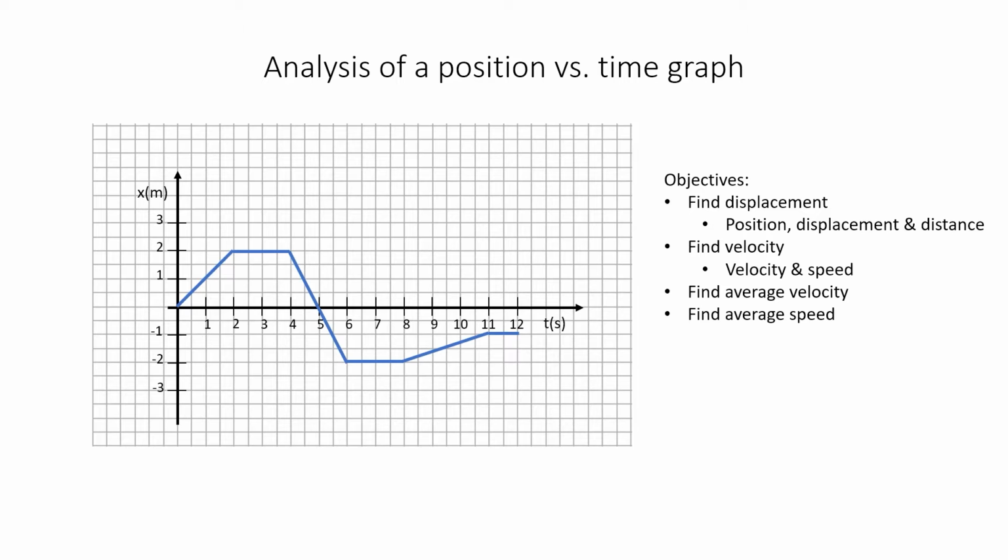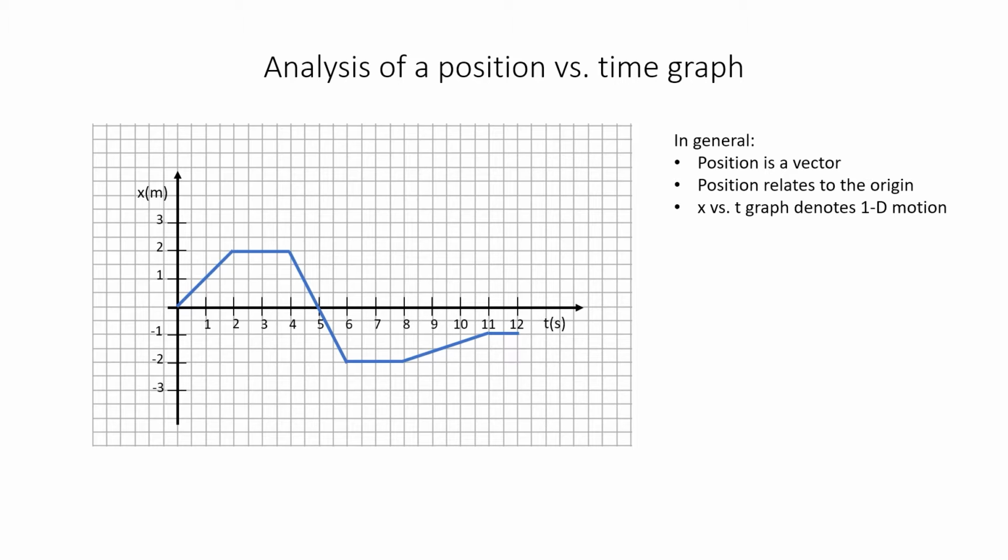Analyze a position versus time graph. What we'll do is find displacement and look at the relationship between position, displacement, and distance as functions of time. Then we'll look at finding the velocity from a position versus time graph, specifically the relationship between velocity and speed. Then we'll look at finding the average velocity and the average speed.